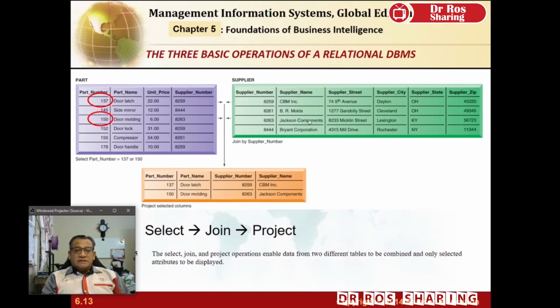So the database enables us to see only the information that we need, instead of seeing all the information available inside the database, which is too much for us to make sense of and to make decisions. So as such, just select, combine or join with other information which is needed, and then show the needed information on the screen. So that is how the relational database works.